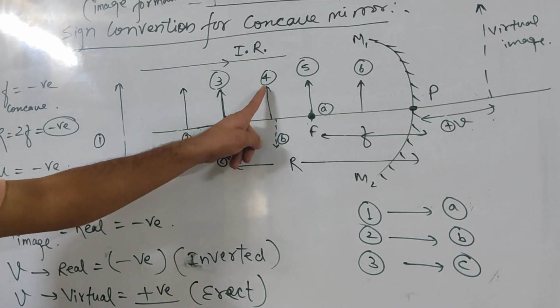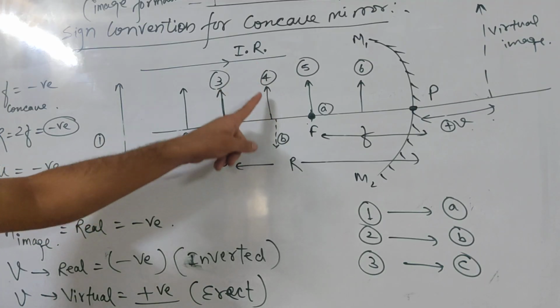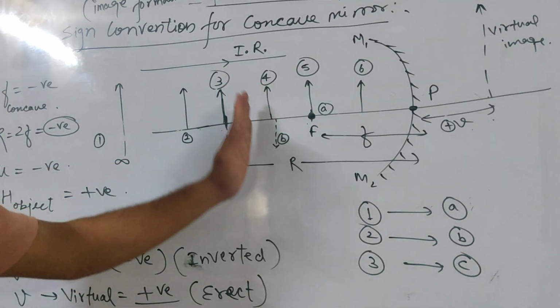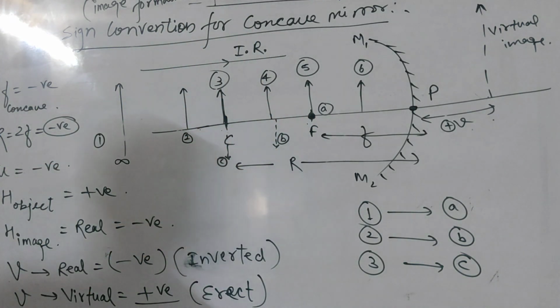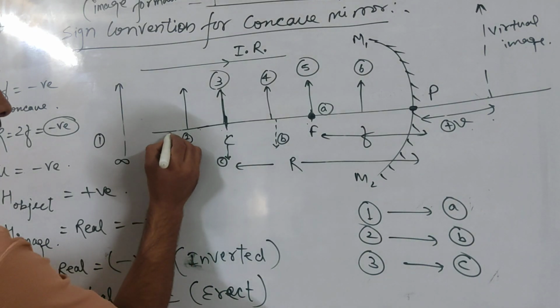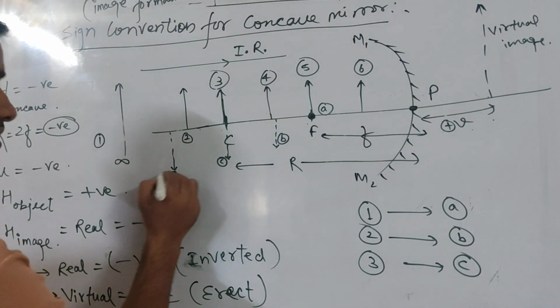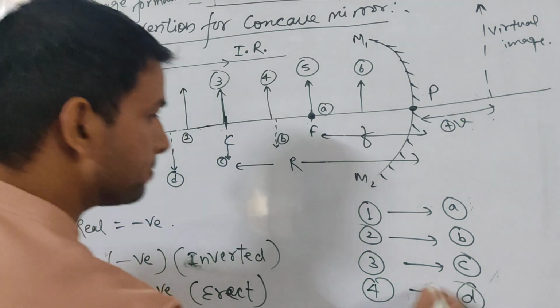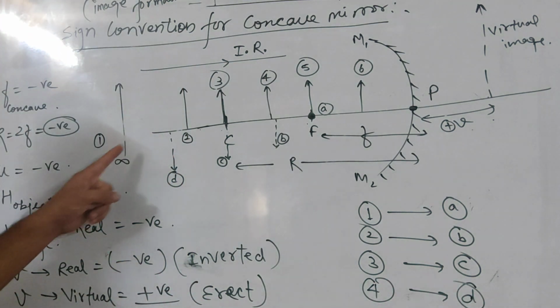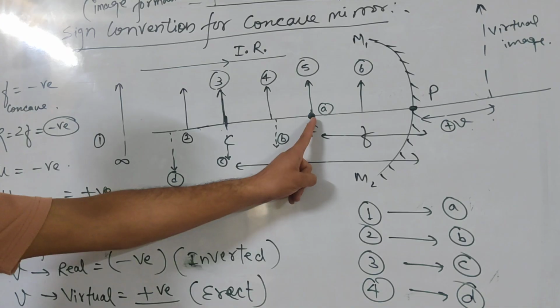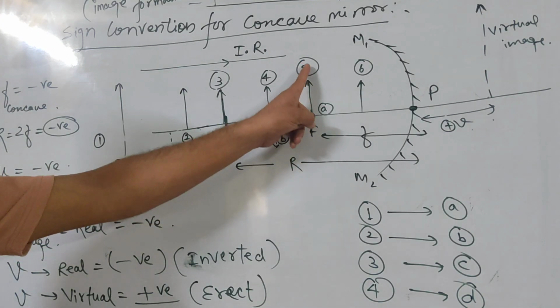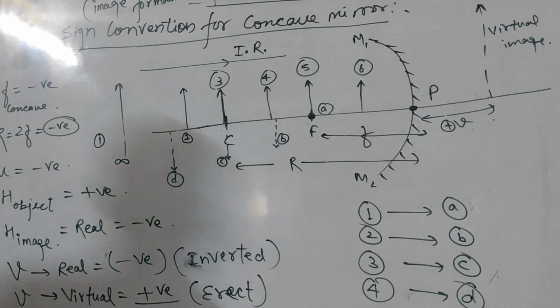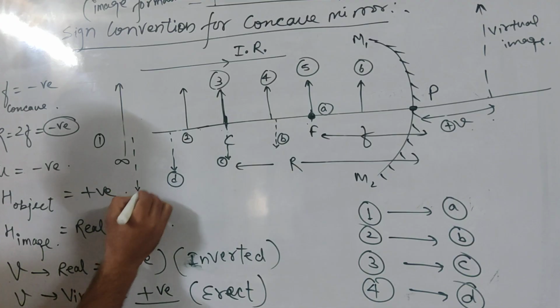Fourth, if the object is here between C and F, then the image will be formed beyond C. This one is D. Fourth is D. Right? And the next one, the object is situated at F. So the image will be at infinity.